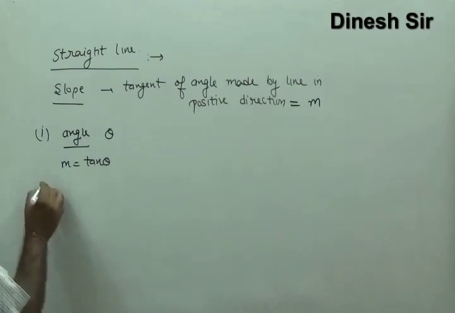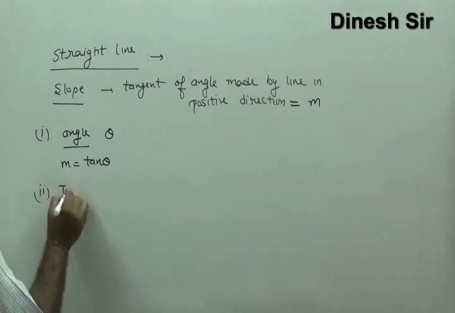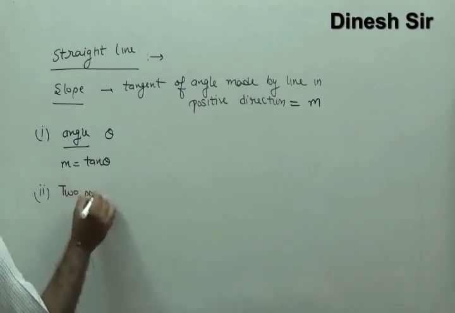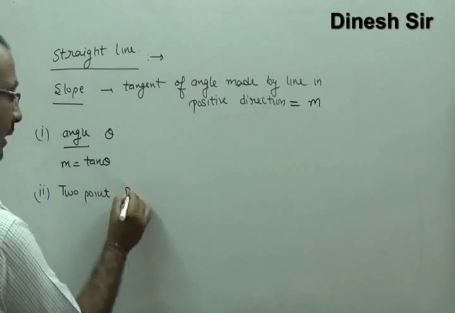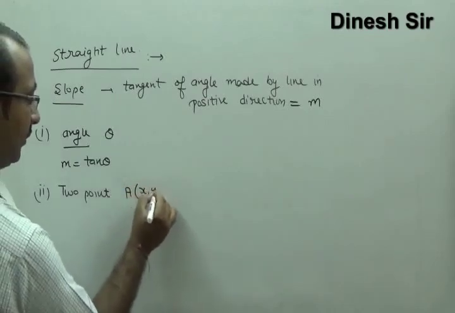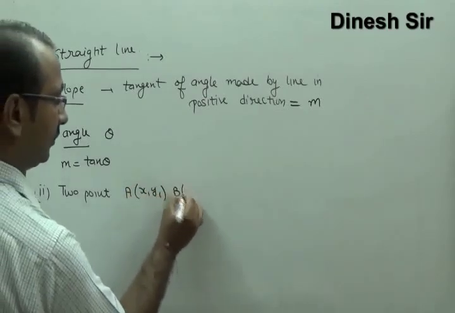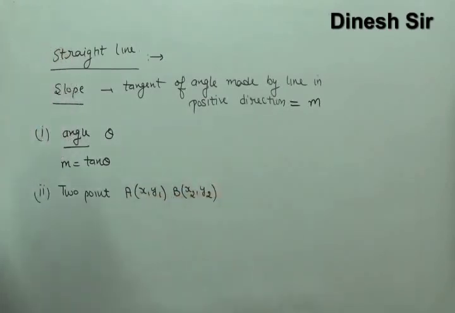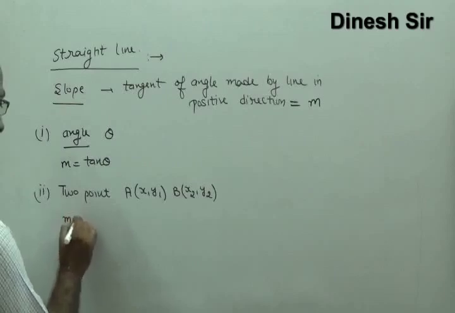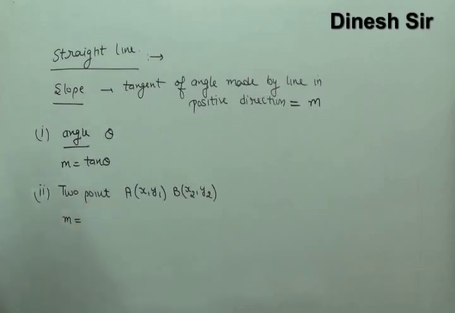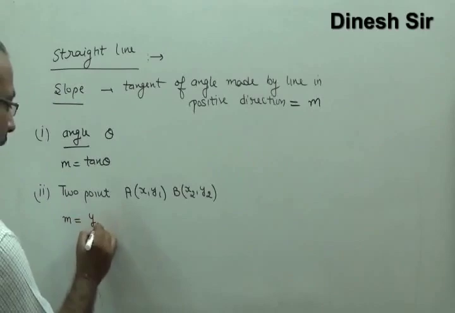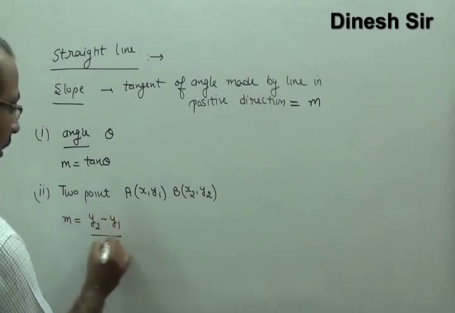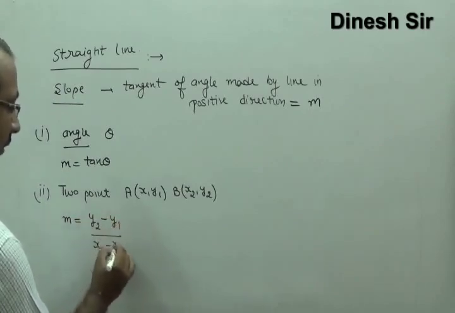The second point: suppose one line is there and 2 points are given. Suppose one point is A, with coordinates x1, y1, and one point is B, with coordinates x2, y2. Here we have to find the slope of the line, which is M. The slope is y2 minus y1 upon x2 minus x1.